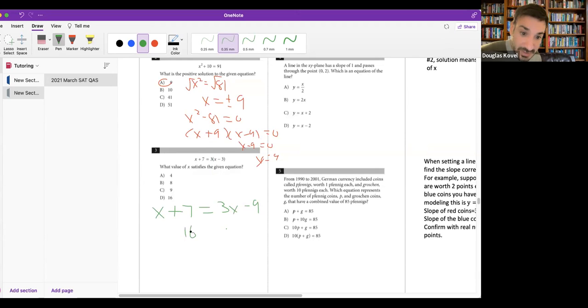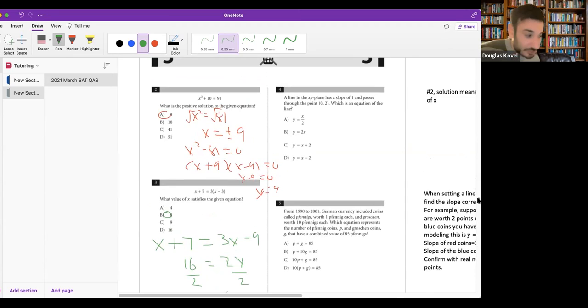And then it's just pretty basic math from here. So add 9 to both sides to get 16, subtract x to get 2x, divide both sides by 2. And you get 8 equals x. So this one would be B. And then number 4 is the last of our easy questions. We actually just talked about how to do this back on number 1.